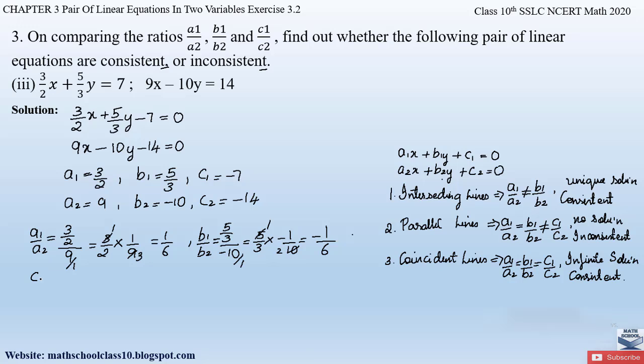Similarly, let us find out C1 by C2. So C1 by C2 is minus 7 divided by minus 14. So this minus and minus will become plus. So 7 1 times, 7 2 times, which is equal to 1 by 2.